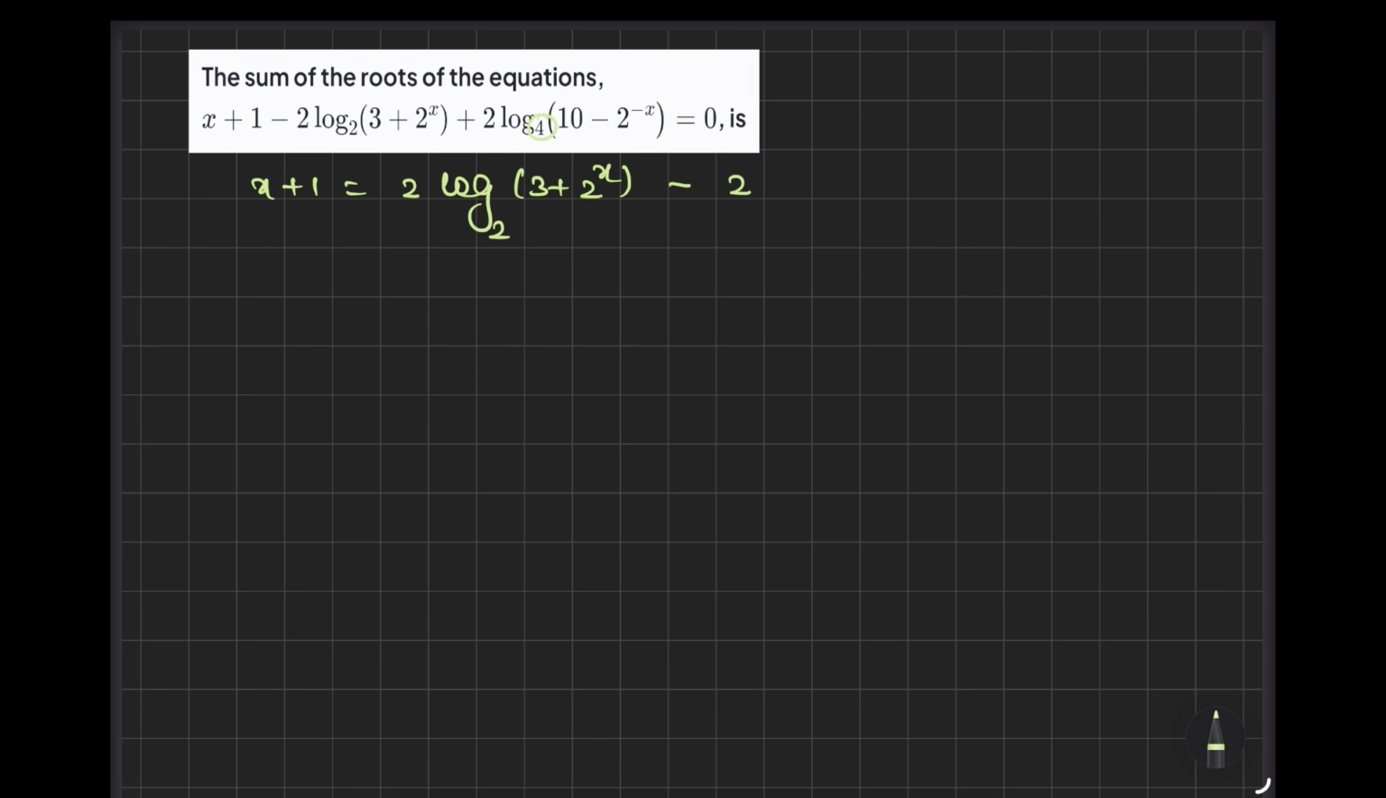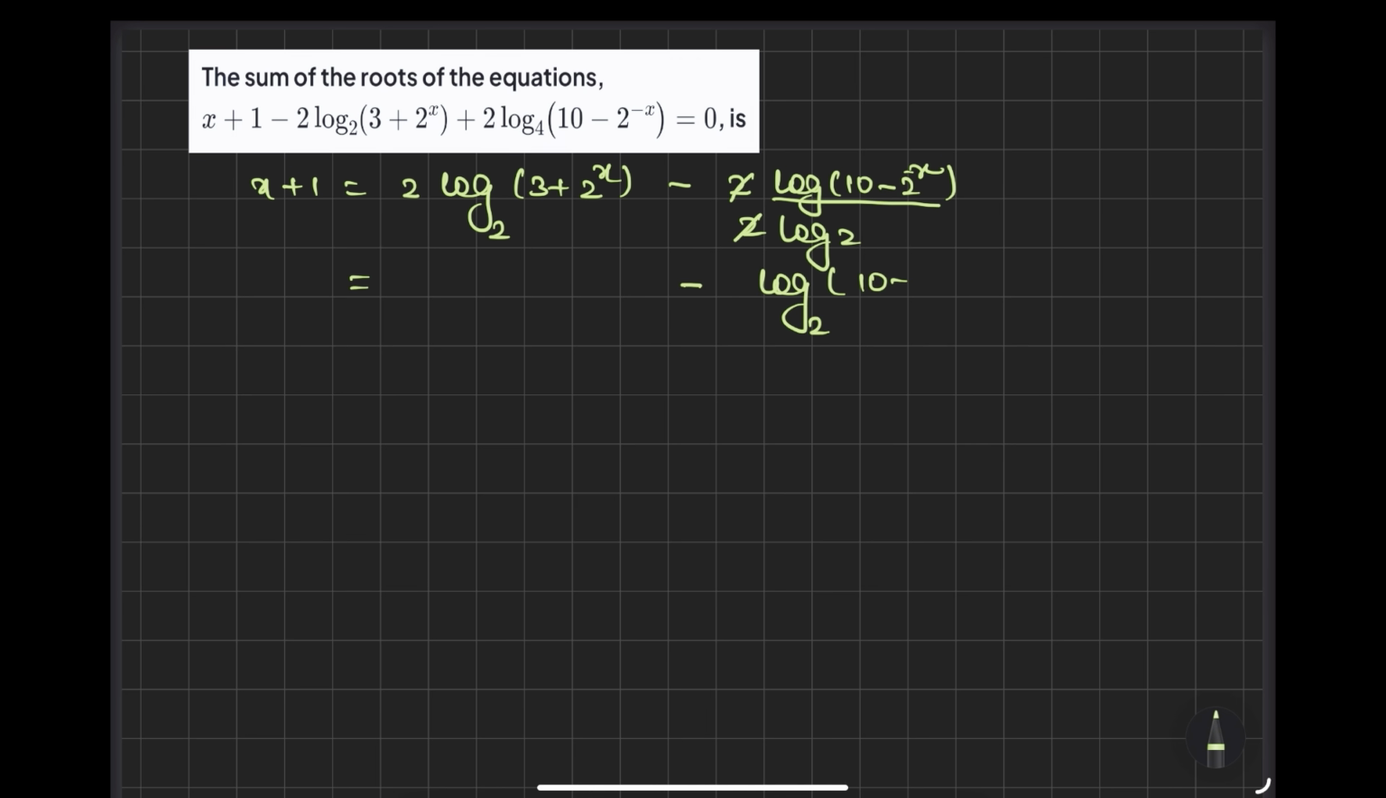Okay, here the base is 4. So can I write log base 4 of 10 minus 2 power minus x? Log 4 can be written as 2 power 2, and this power 2 will come as a coefficient. So this thing is neutralized. Now the base will become 2: log base 2 of 10 minus 2 power minus x. Now we have base 2 here, and here also base 2, but the problem is the coefficient.